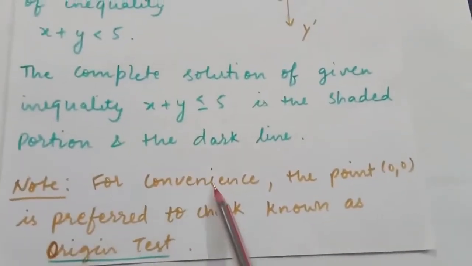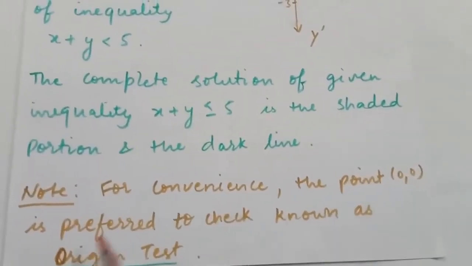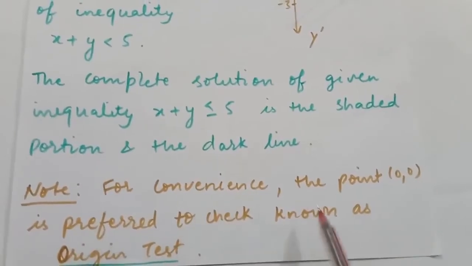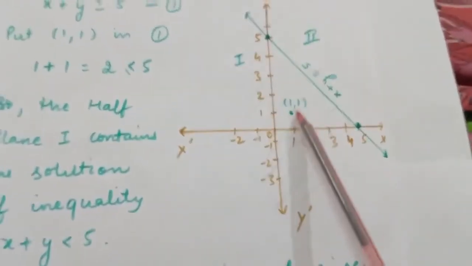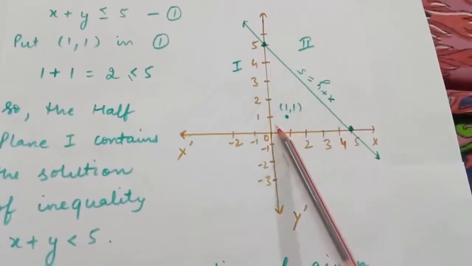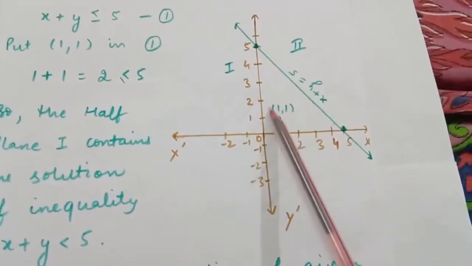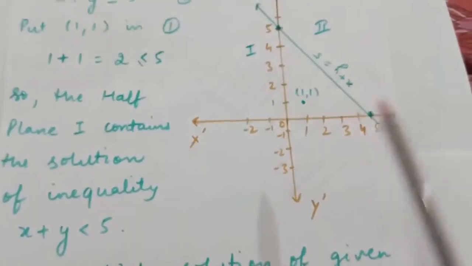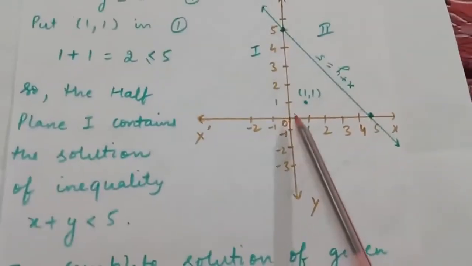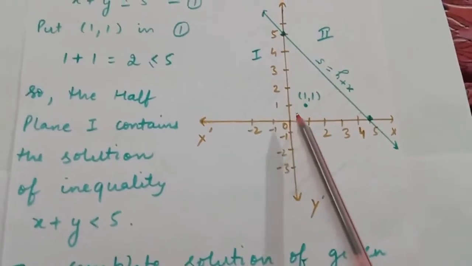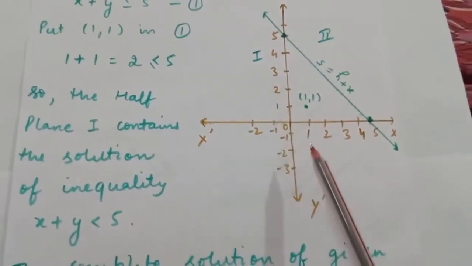Note, for convenience, the point (0, 0) is preferred to check, known as the origin test. To check which plane will satisfy the inequality, we have here taken the point (1, 1), but for convenience, we try to take the point (0, 0), because it is the easiest to put in the given inequality.